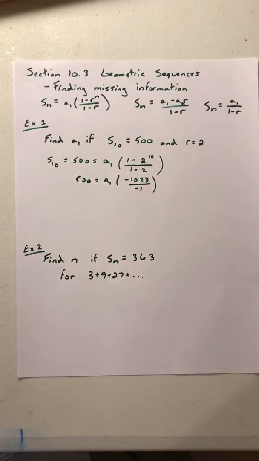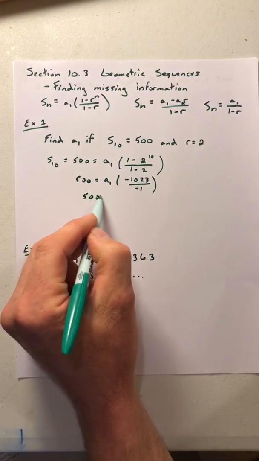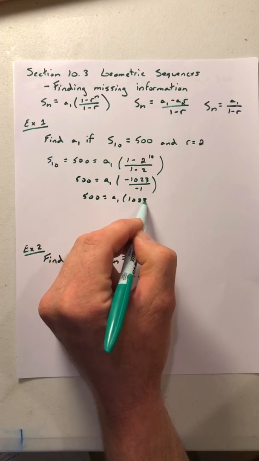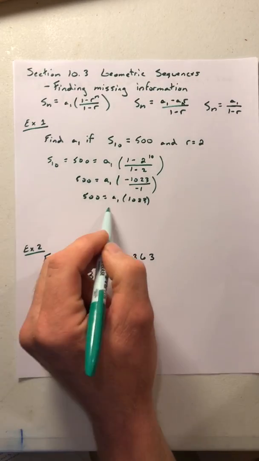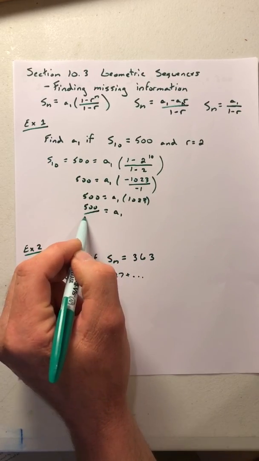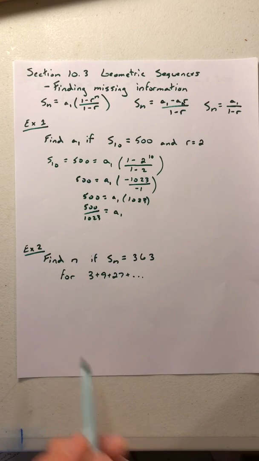1 minus 2, I do know without a calculator, is negative 1. So I have 500 equals a sub 1 times 1,023. Go ahead and solve for a sub 1. I end up with 500 over 1,023. If I were to take 500 and divide it by 1,023, it's going to be a very ugly, nasty decimal. So I'm just going to leave it as this fraction, 500 over 1023.